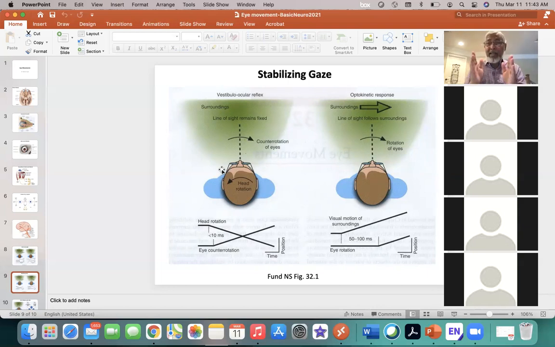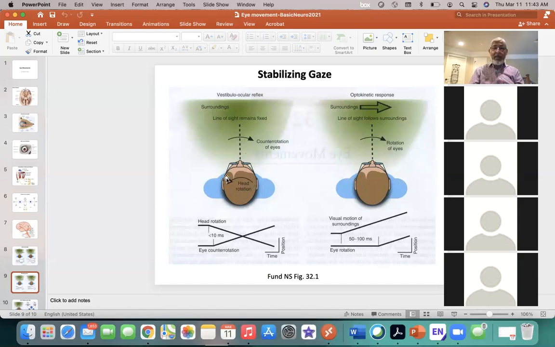So to still keep the object in your visual field and maintain your gaze on it, if your head rotates in this direction, your eye needs to move in the counter direction. Even though my head moves like this, my eye will move this way, so that I can still maintain my focus on this one. This is achieved by the vestibulo-ocular reflex.